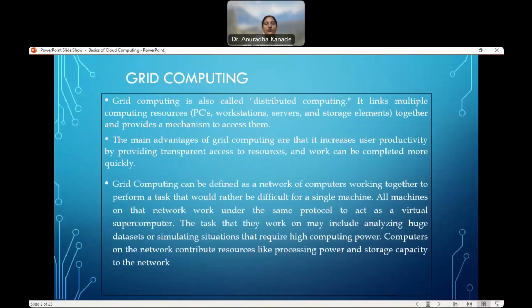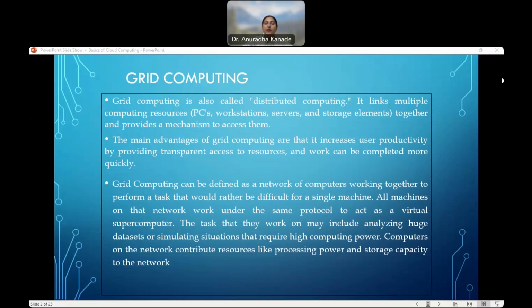So before starting the term cloud computing, we need to understand what is grid computing, which is a similar term, and we can also understand the difference between the grid and the cloud computing. So grid computing is nothing but distributed computing. It is linking multiple computing resources. The resources can be the computing power, workstations, personal computers, servers, and storage elements. So all these resources are clubbed together and they are providing a mechanism to access these resources.